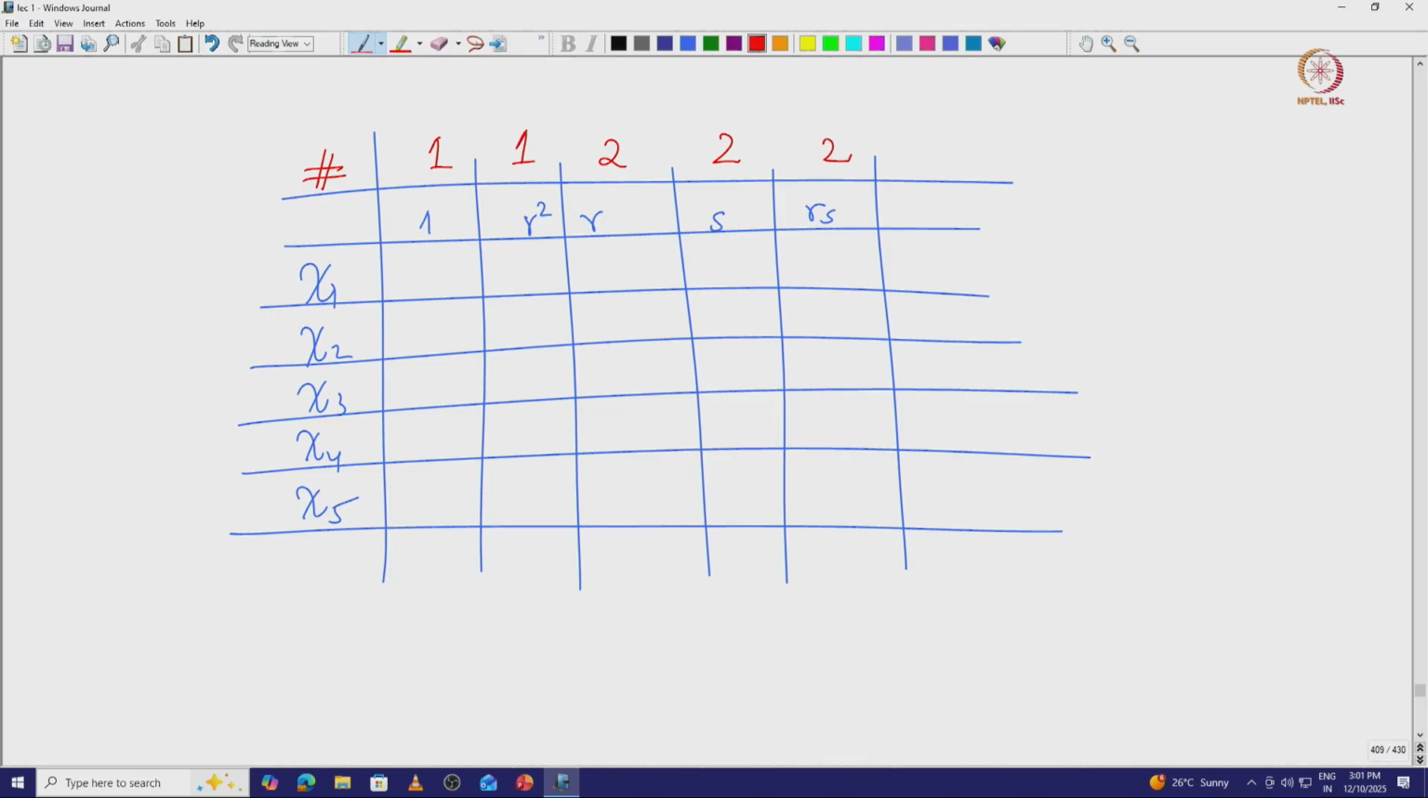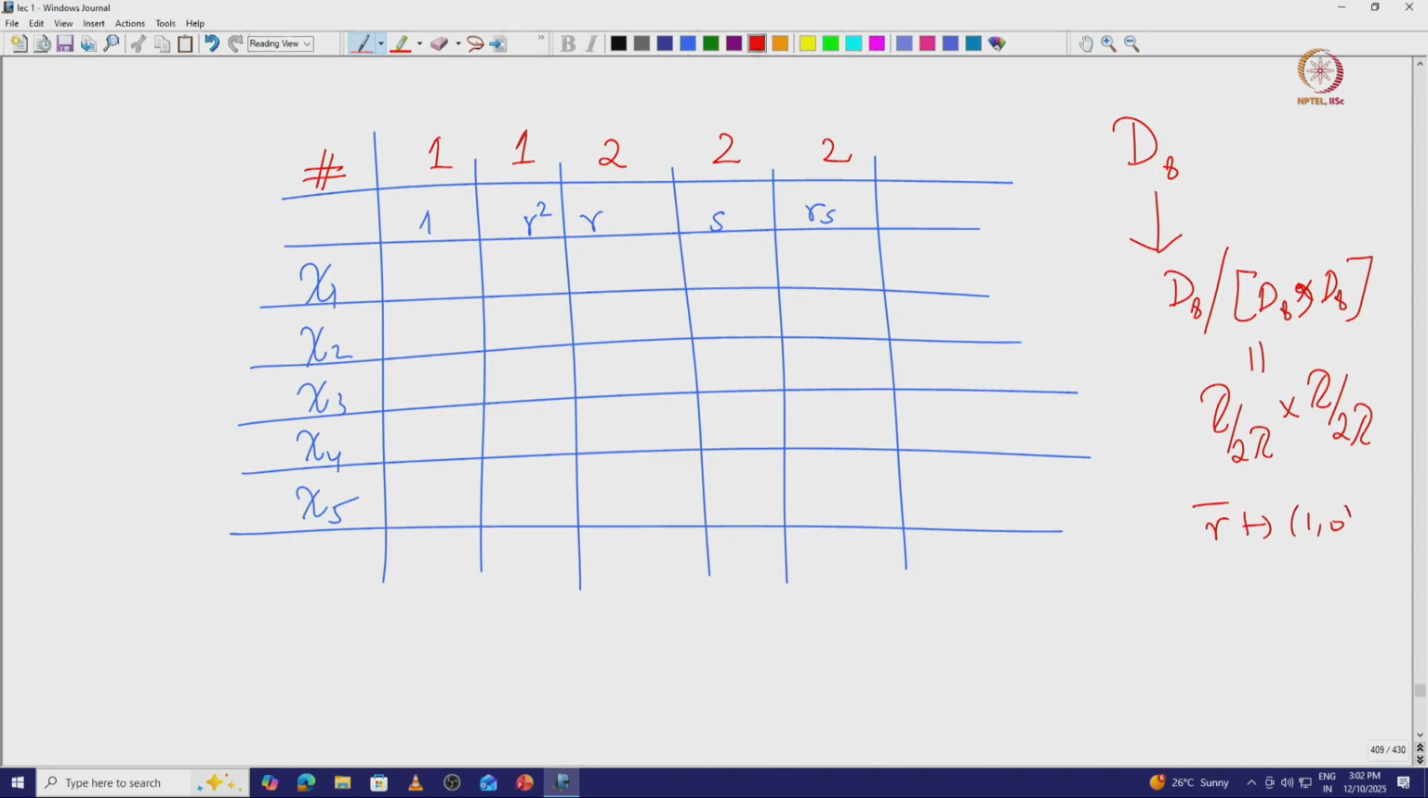Now, as before, we have the quotient D8 modulo the commutator of D8, which is exactly isomorphic to Z modulo 2Z cross Z modulo 2Z. So, we can get 4 one-dimensional representations here and then lift them to D8. You can already see that R bar will be mapped to (1, 0) and S bar will be mapped to (0, 1). Because of that, you can fill it in the same way that we did before, and we will get exactly the same thing.